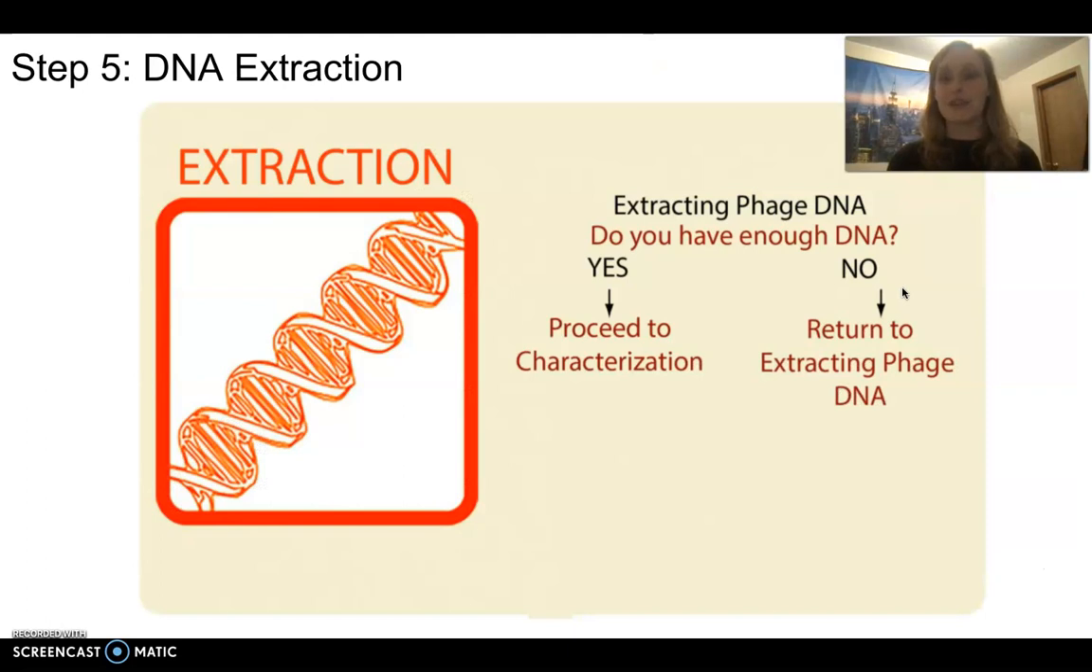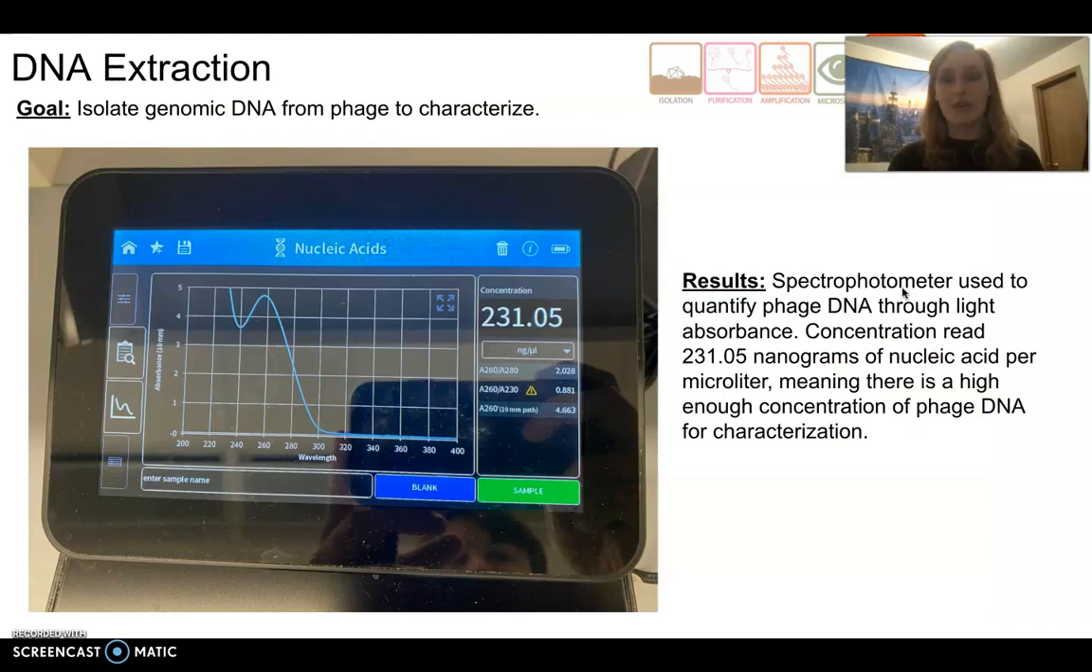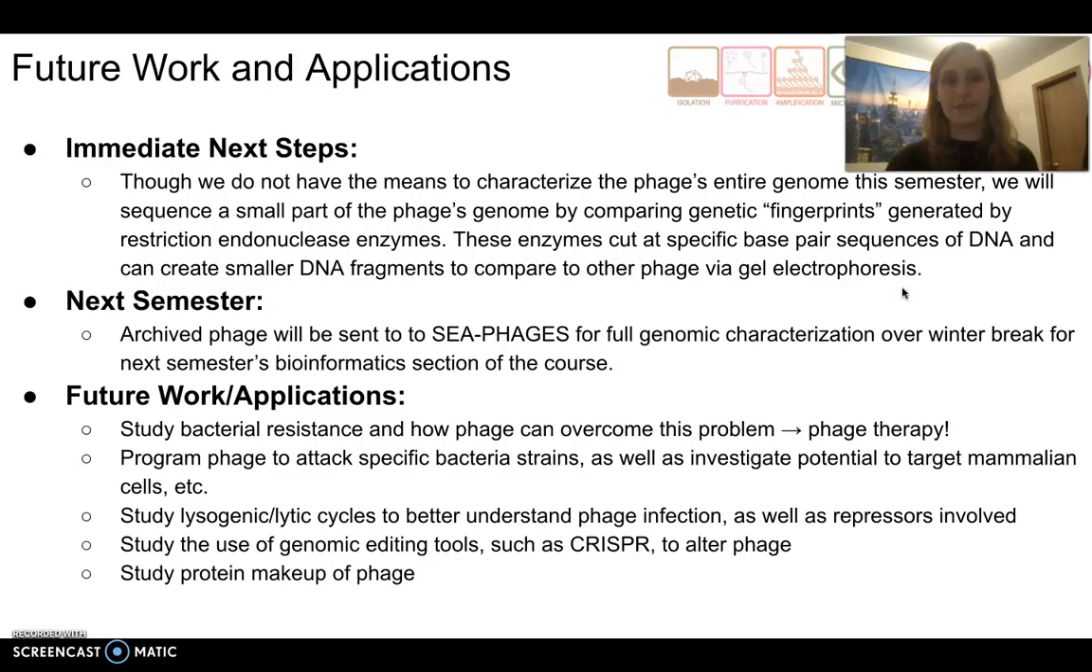Finally, with DNA extraction, we essentially extract the phage DNA that we can use for characterization. So we went through this protocol, and the spectrophotometer image on the left was used to quantify phage DNA through light absorbance, and our concentration read 231.05 nanograms of nucleic acid per microliter, which means that's definitely a high enough concentration for characterization, which is the next step.